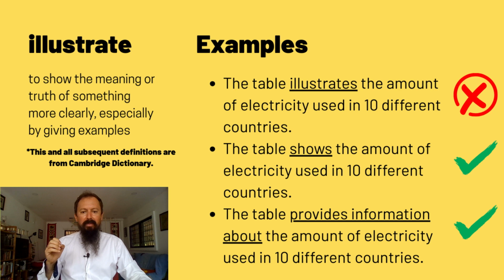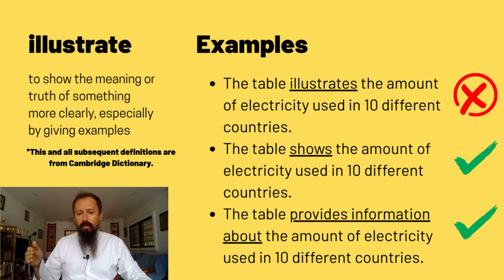But the biggest problem is when we're showing something that has no illustration element to it at all, like a table. So the definition here comes from the Cambridge Dictionary, and all the definitions we'll look at today come from Cambridge. So to illustrate is to show the meaning or truth of something, particularly using examples. So if you said the table illustrates the amount of electricity used in 10 different countries, that is wrong because the table is not illustrating anything.